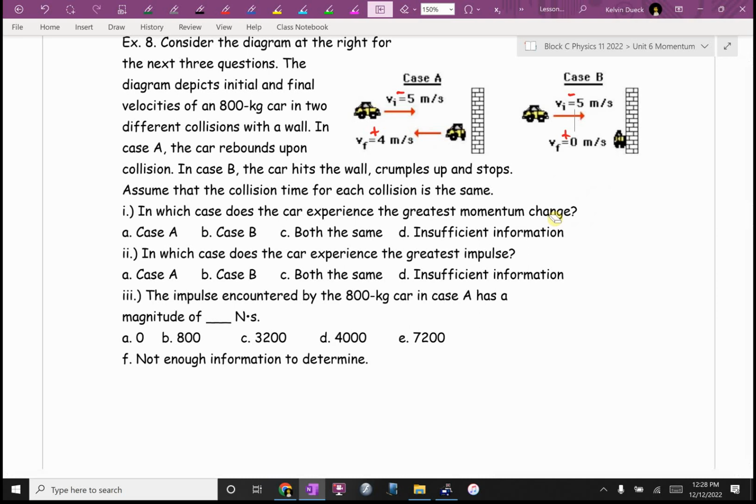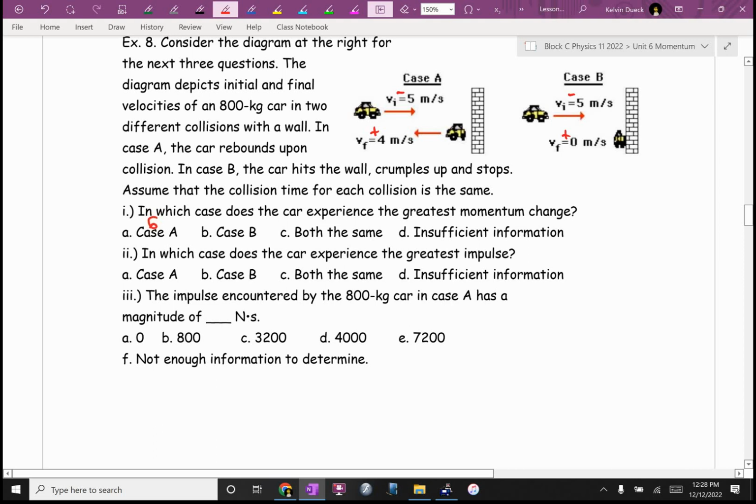You know what? We haven't voted for a while. Let's vote. How high you hold your hand up is how sure you are of the answer. So in which case does the car experience the greatest momentum change? Who says, Mr. Dewick, I think case A has the biggest momentum change? Case A, I got 1, 2, 3, 4, 5, 6.